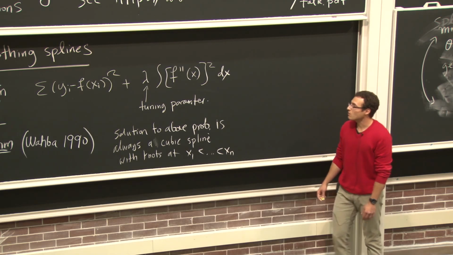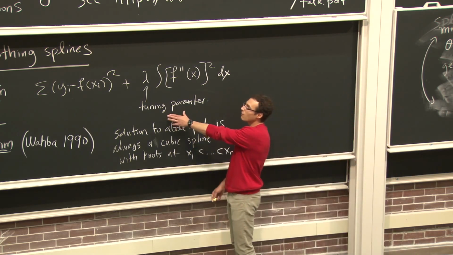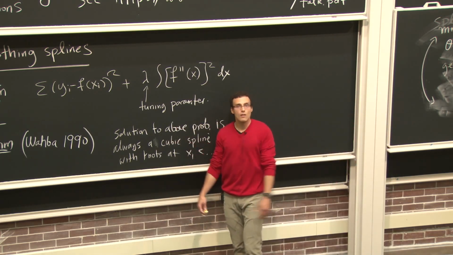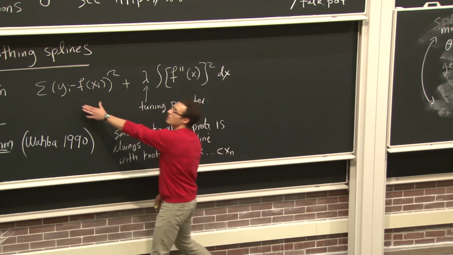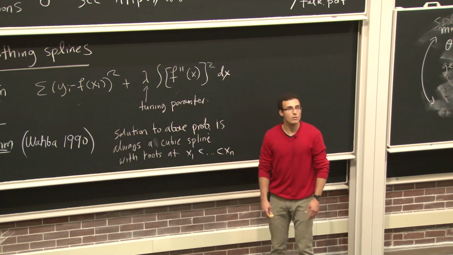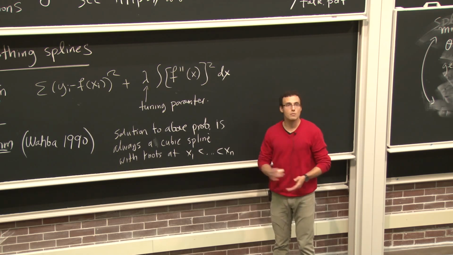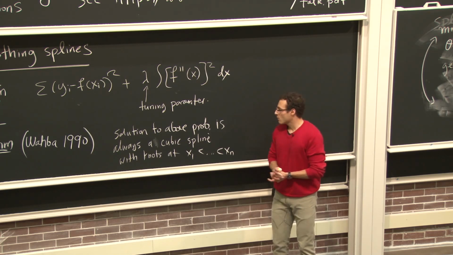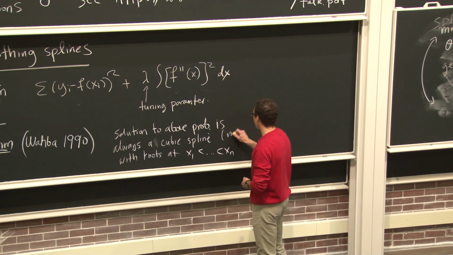So in other words, it tells us that if we're looking at all functions, trading off complexity in this way with fit to the data in this way, then we don't need to look any farther than cubic splines, because they're going to be basically the best we can get. There's one caveat, and that's that actually this is a natural spline.